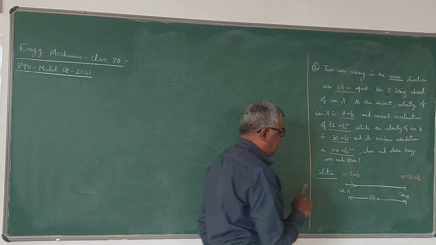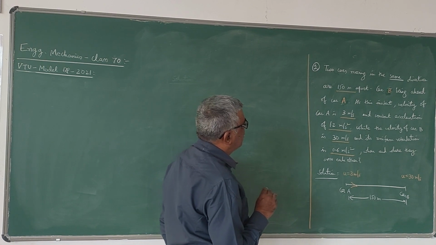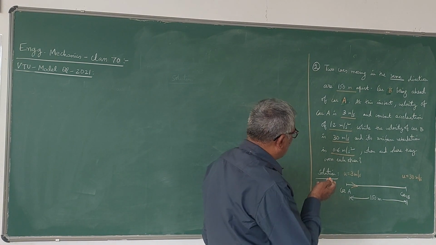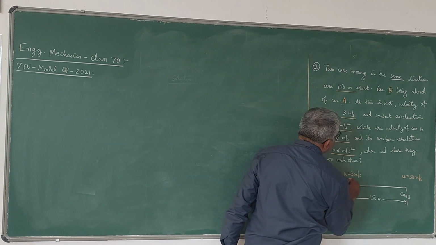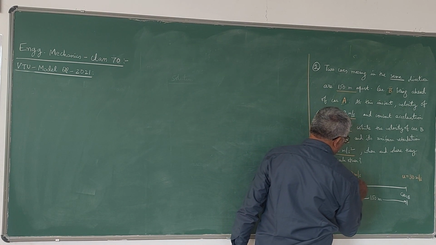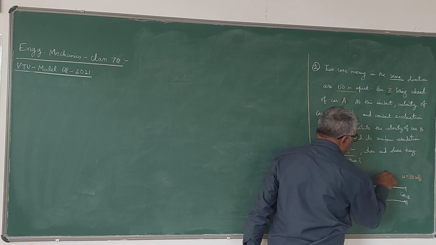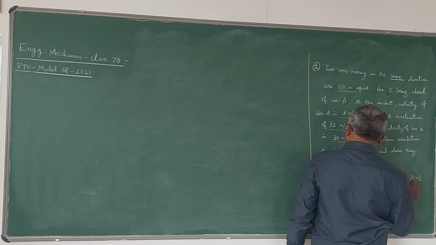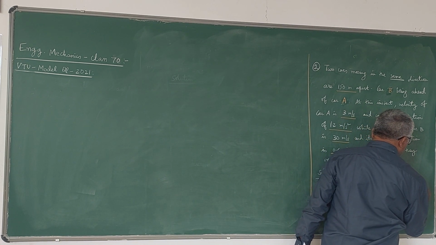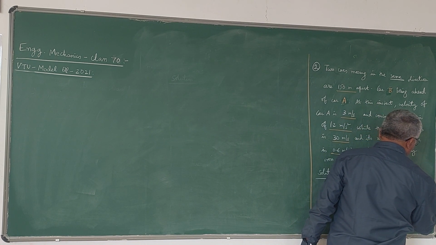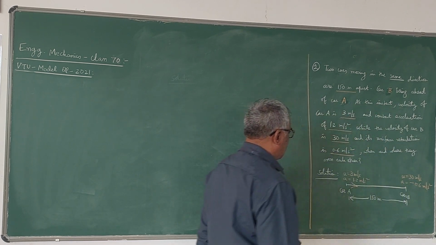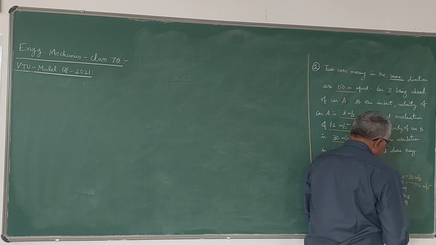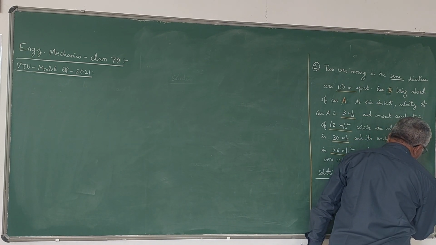That means at that instant we can take time t equal to 0. Now, car A is moving with an acceleration of 1.2 meter per second square, whereas car B is moving with retardation, which I take as negative, so it is minus 0.6 meter per second square. I have taken retardation as negative. So this is at time t equal to 0.